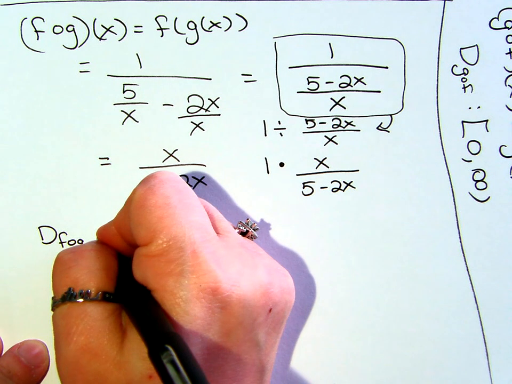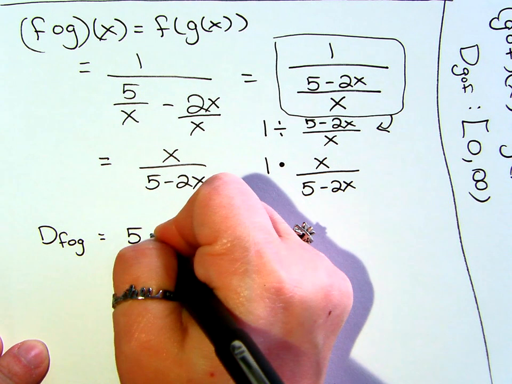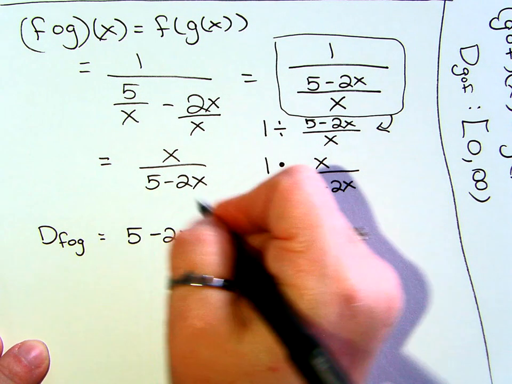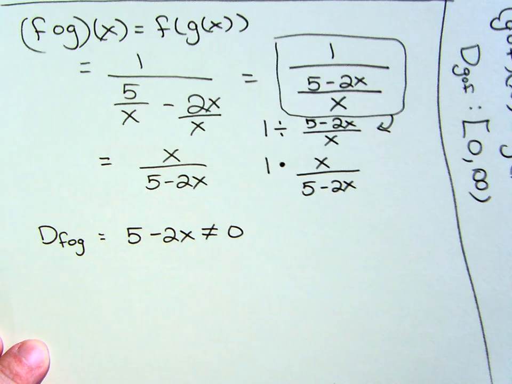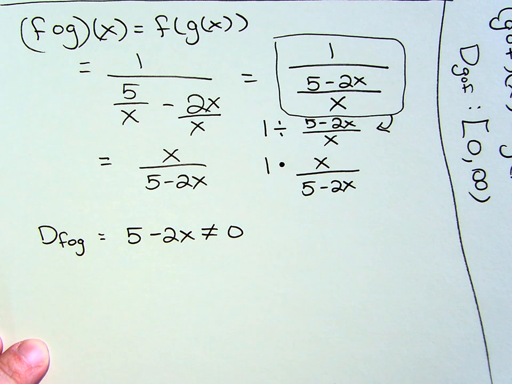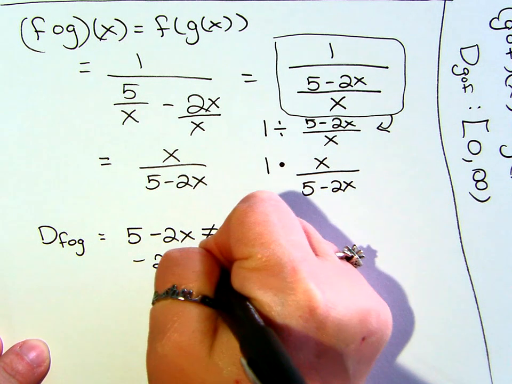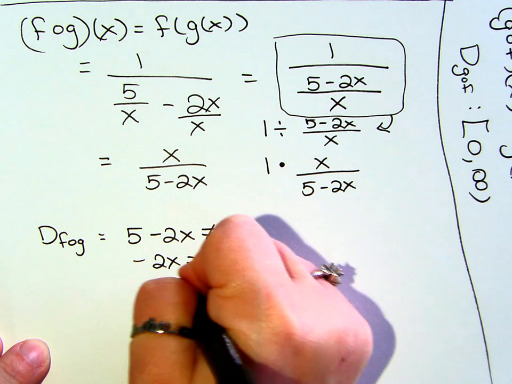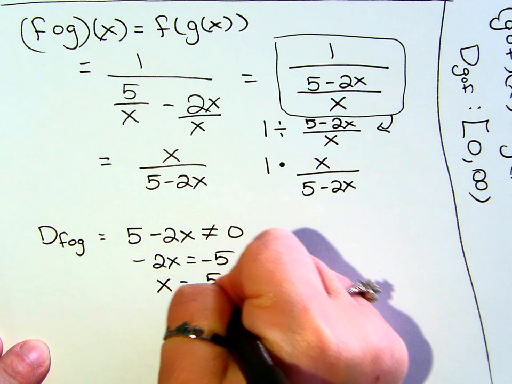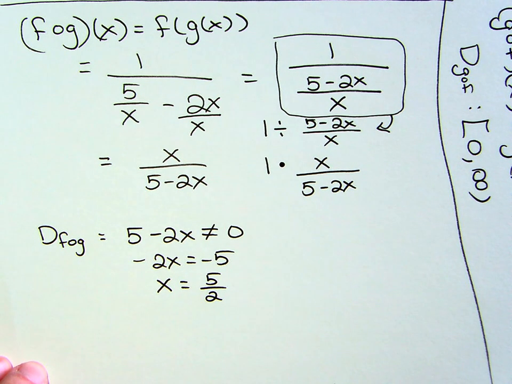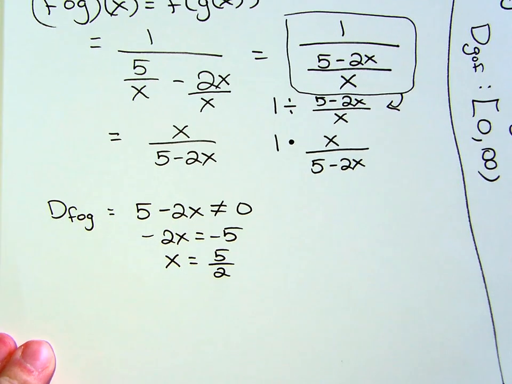So we need 5 minus 2x, which is the denominator, to not equal 0. So we're going to figure out where it does equal 0 because that's the problem. So I'm going to subtract that 5 over and divide both sides by the negative 2, giving me 5 halves. So when x equals 5 halves in this composite function, we have issues.